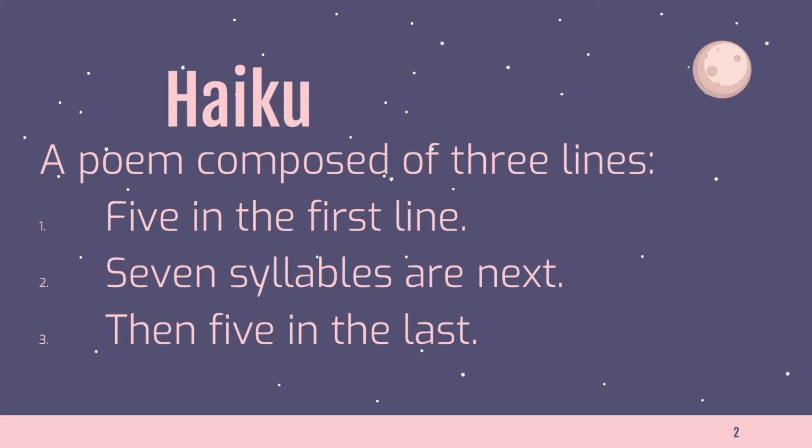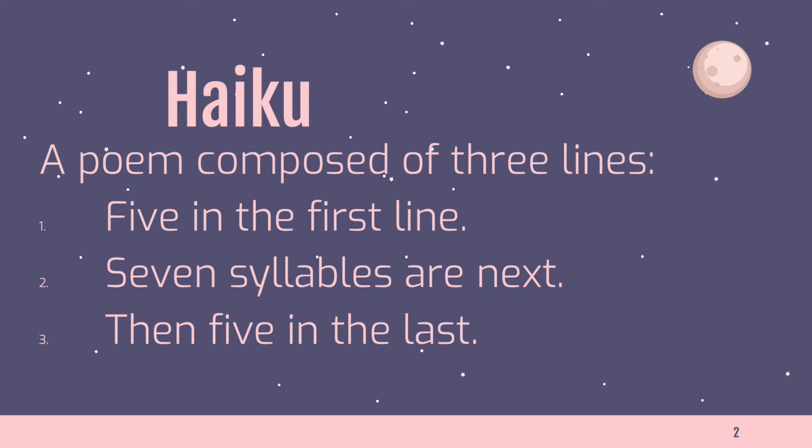So, today we're gonna be talking about the different types of poem, and the first one on our list is a haiku. Some of you might have heard of what a haiku is. It's traditionally Japanese poetry, but it doesn't mean that you have to be Japanese in order to write a haiku.